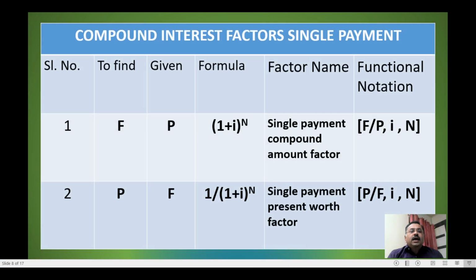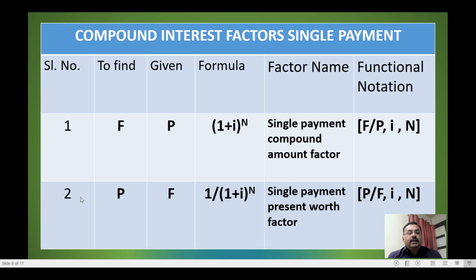Now let us see the two types of calculation that we come across with compound interest. The first one is to find the future sum given P, the principal amount. The formula which we will be using is 1 plus I to the power of N. We call that the single payment compound amount factor. The functional notation that we use is F bar P comma I comma N.